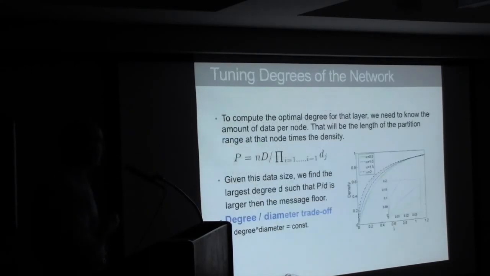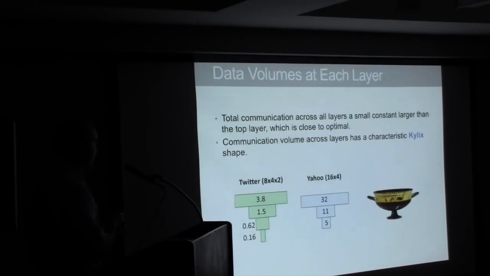Now I'll skip over this stuff and go quickly through it, but there's some optimal degree for each layer that keeps the network size reasonably large. Given that, we can analytically compute the density of the next layer, which also means the volume at the next layer.